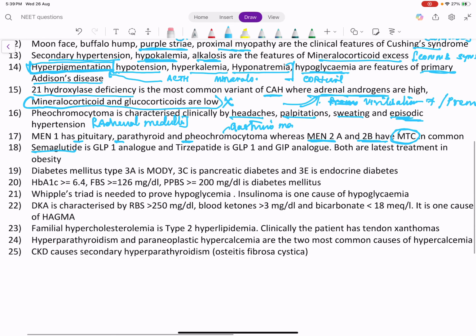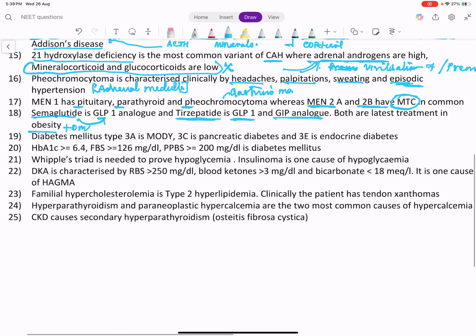Semaglutide is a new drug which is a GLP-1 receptor analog. Tirzepatide is called twincretin. It is GIP and GLP-1 analog. Both are latest treatment in obesity. Also, they can be used in diabetes mellitus. So, diabetes mellitus, we have type 1, 2, and 3. Type 3 has many numerical alphabetical subtypes. 3A is MODY, maturity onset diabetes of the young. The commonest mutation is HNF4 alpha. 3C is pancreatic diabetes. 3E is endocrine diabetes.